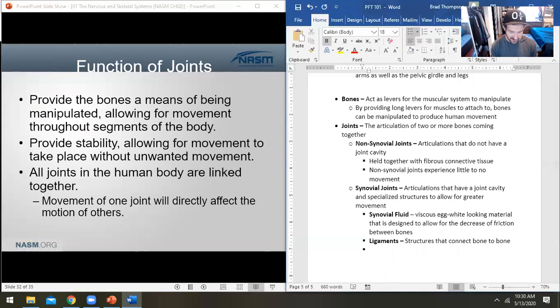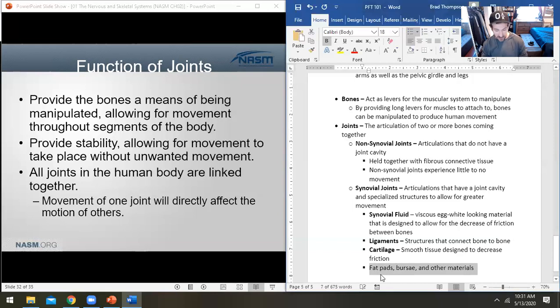You're also going to see things like cartilage, which is smooth tissue designed to decrease friction. And then we're also going to see things like fat pads sometimes, bursa, and other materials. There are some other materials in there as well that we're not going to go quite as in depth into. But again, the reason we're talking about this, right?